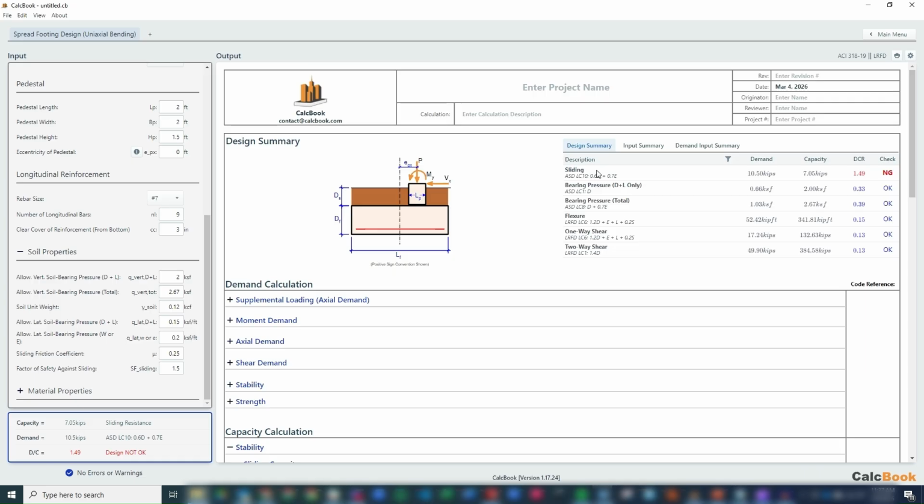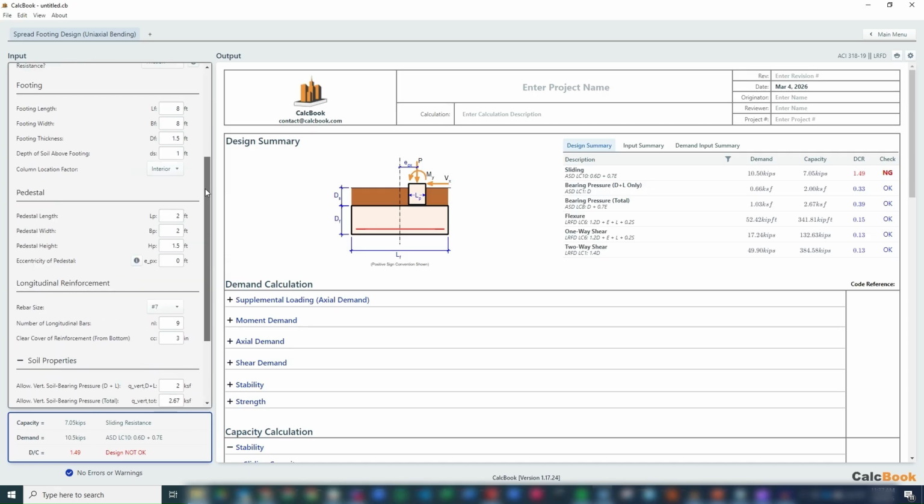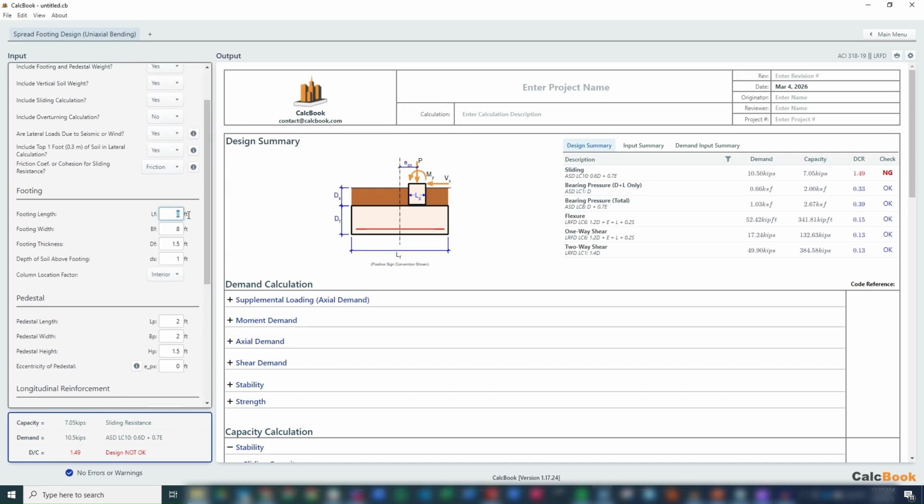Now we already saw in our design summary here that our sliding is over capacity by about 1.5. So we can do a few different things to increase our sliding resistance. We can increase our footing dimensions. That will give us more surface area against the passive pressure. And if that's not enough, we can go up a little bit in our thickness, and that should give us some more surface area against that passive pressure as well.